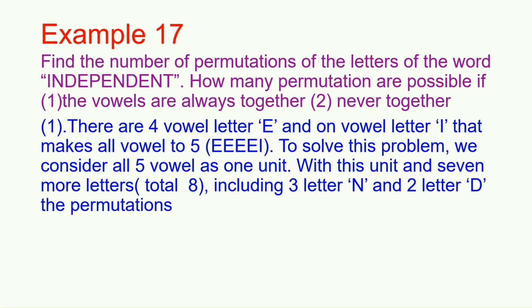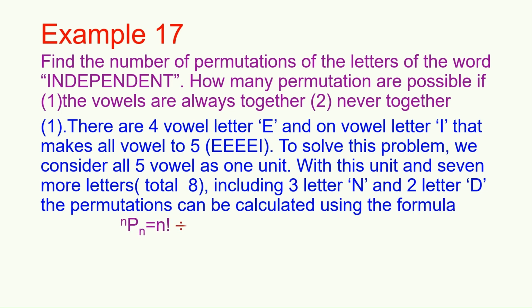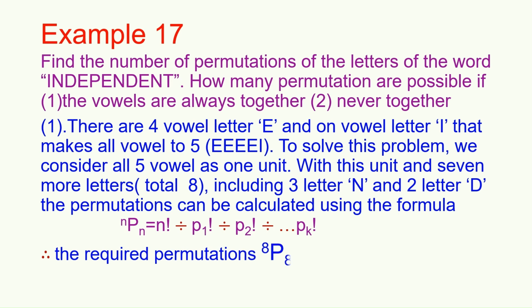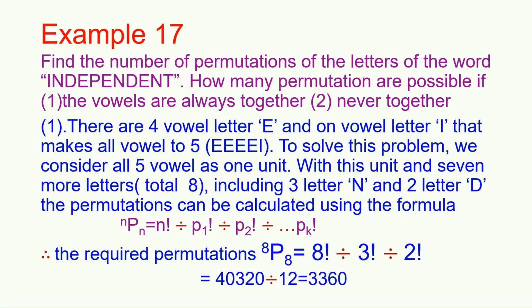The permutations can be calculated using the formula nPn equals factorial n divided by factorial p1 divided by factorial p2 divided by factorial pk. Therefore the required permutations 8P8 equals factorial 8 divided by factorial 3 divided by factorial 2 equals 40,320 divided by 12 is equal to 3,360.